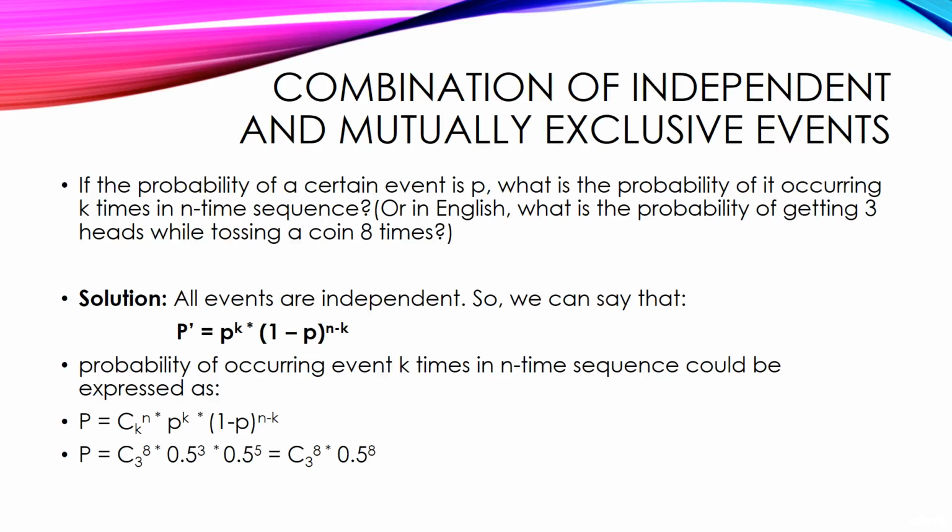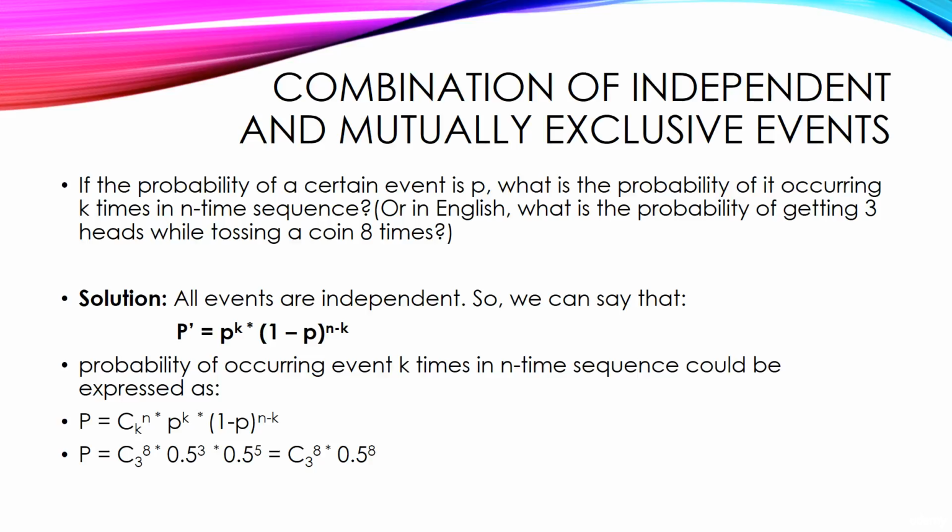If the probability of a certain event is P, what is the probability of it occurring k times in an n time sequence? Or in English, what is the probability of getting 3 heads while tossing a coin 8 times? All events are independent. So we can say that P' is equal to P^k times (1 minus P)^(n minus k). But it isn't the right answer.